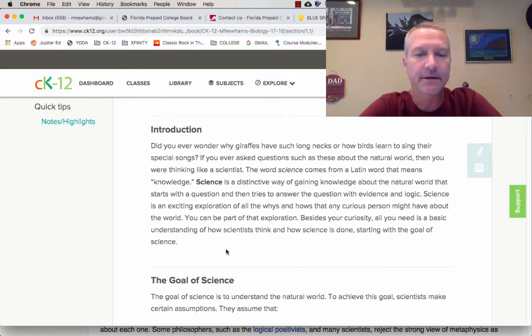So we read the paragraph. Read the whole paragraph. Don't just stop at the bold word. All right. Did you ever wonder why giraffes have such long necks? Why birds sing songs? If you ever asked a question such as these from the natural world, then you were thinking like a scientist. I'm trying to read quickly because this would get really boring.